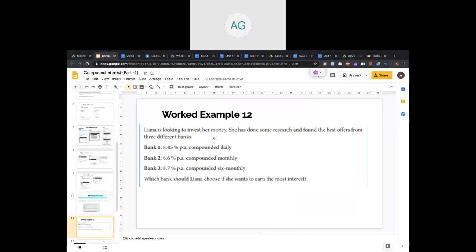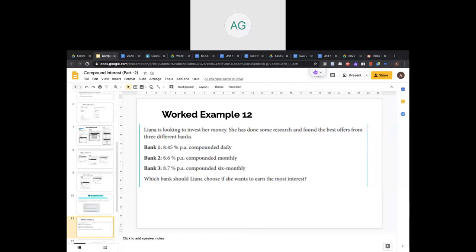Let's do one example from the book again. Liana is looking to invest her money. She has done some research and found the best offers from 3 different banks. So please take care: if you are investing, the better option will be the one where you get the highest interest rate. If you are borrowing money, then the best option for you would be the lowest interest rate. So take care with that in the question.